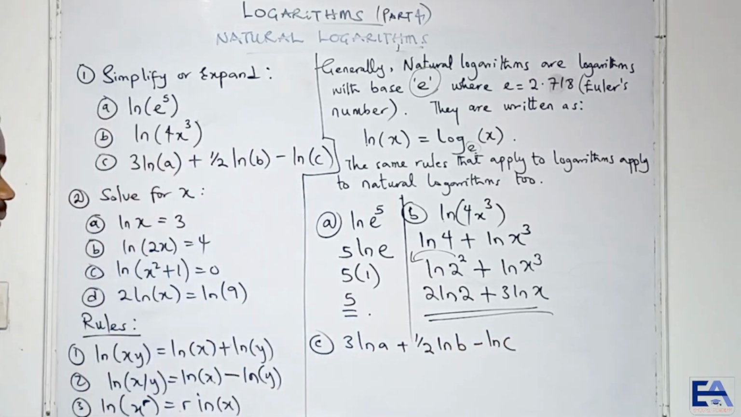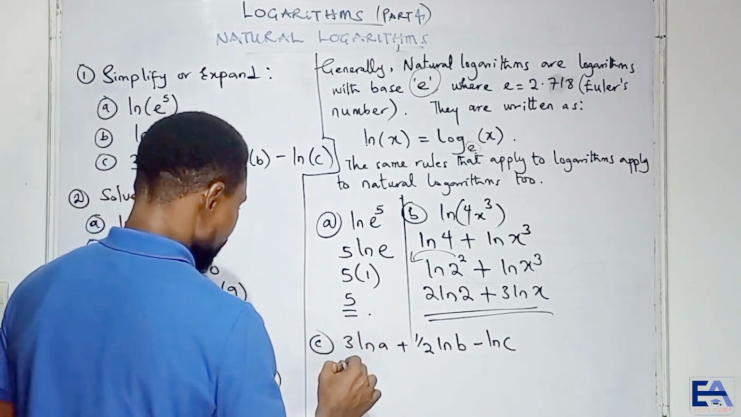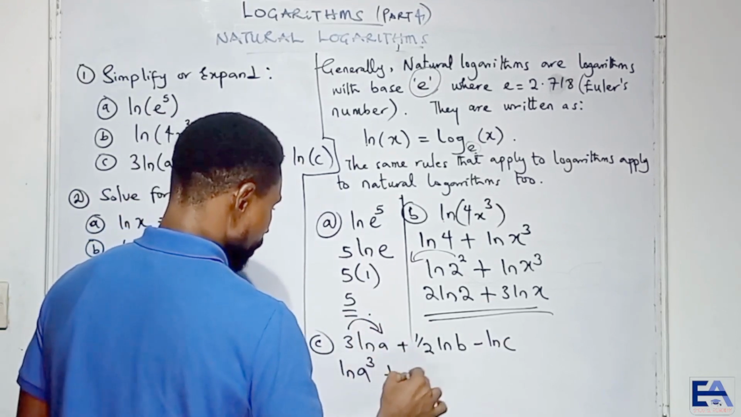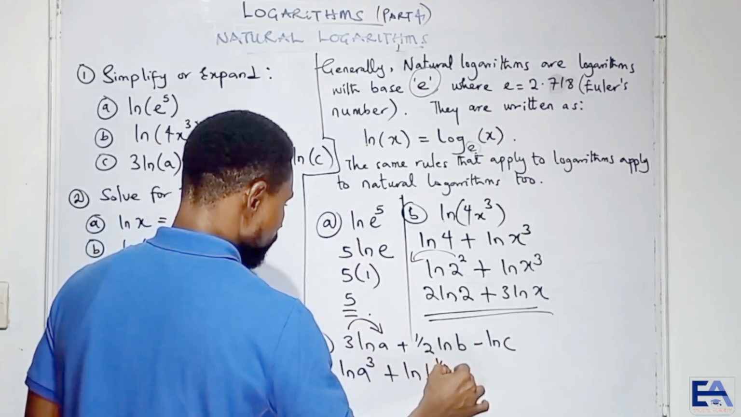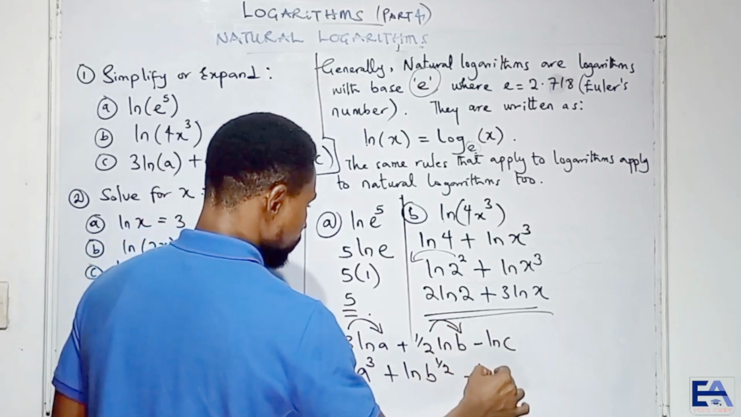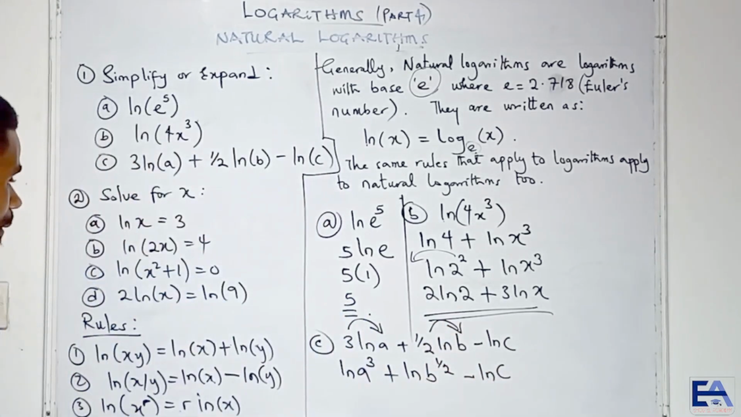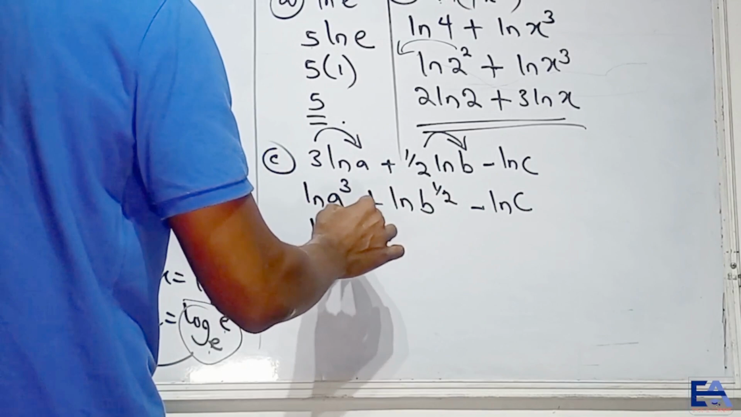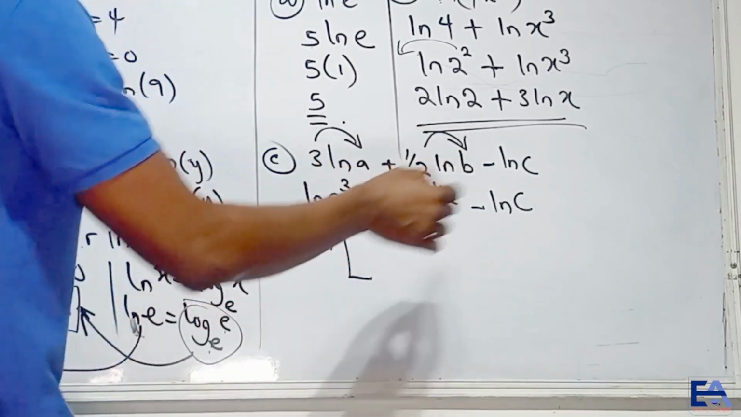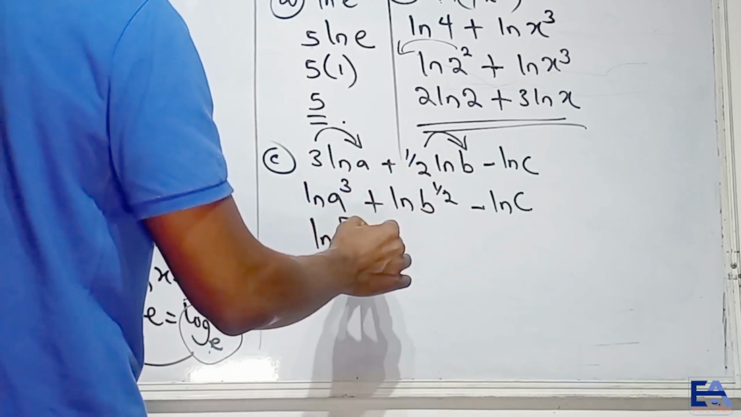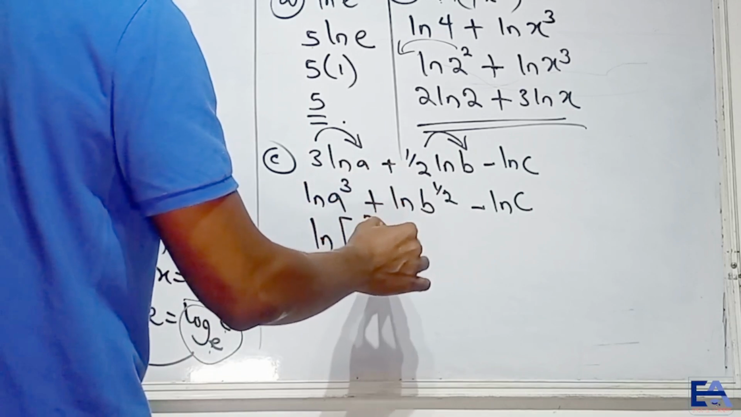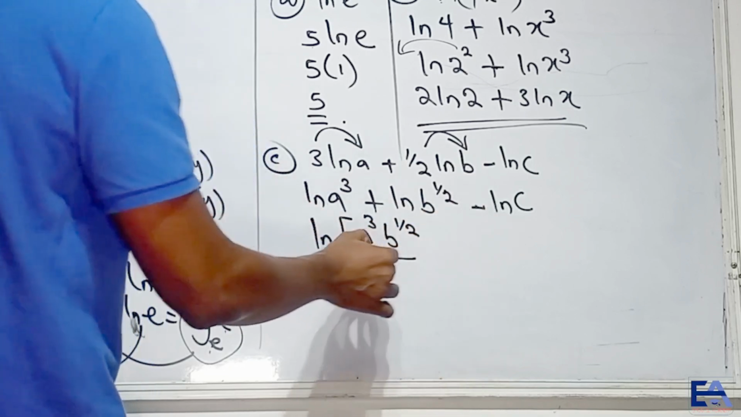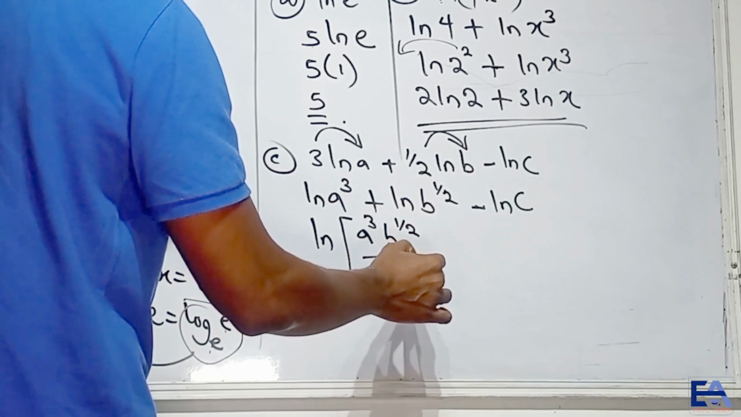Simplify. No problem. Just take this one as ln A raised to the power 3 by reversing this, and then plus ln B raised to the power half, minus ln C. Since these two are adding, you can have everything under a common logarithm, and the addition changes to multiplication, so we have A raised to the power 3 multiplied by B raised to the power half. Subtraction changes to division, and then we have C.